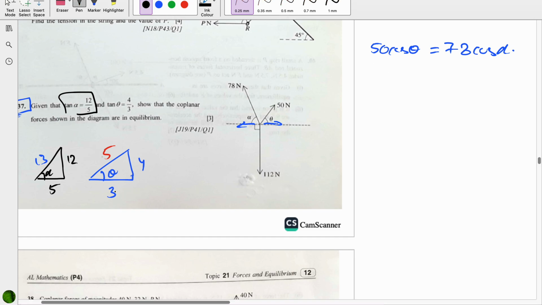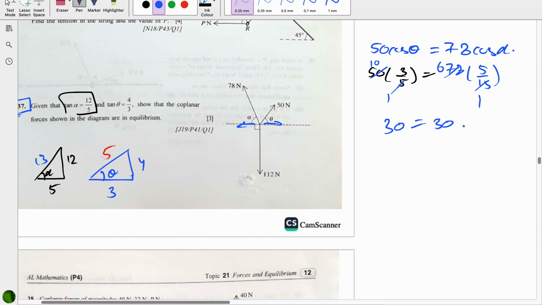So cos theta, from this triangle I can see that it is 3 by 5. On the other hand, cos of alpha from the given triangle is 5 by 13. So 78 into 5 by 13. 78 by 13 is 6, and 6 into 5 is 30. 50 into 3 by 5 is 5 times 10, 10 into 3 is 30. So horizontally it is shown, and we do need to show it vertically as well.